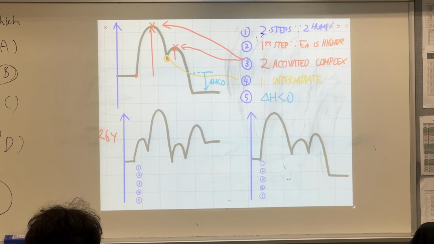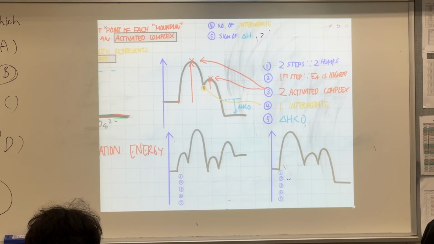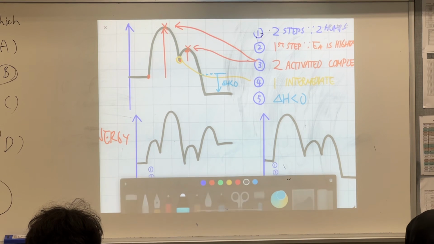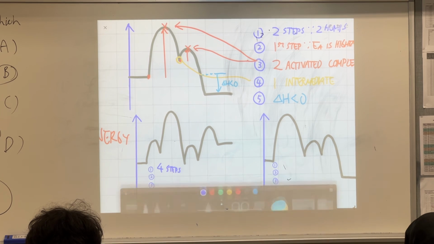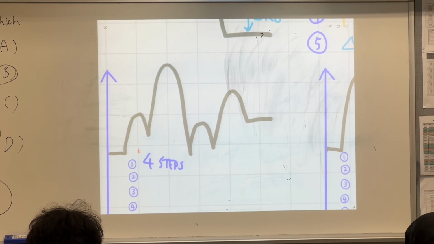Most of you have got the answer. Okay, let's see. So how many steps are there in the first reaction profile? 4 steps, yes. Because there are 4 humps. Excellent. And then, which step is the slowest? Second. Why? First of all, make sure you draw the EA right. Left shoulder to the top of the mountain. You don't need a ruler for this. You can see that this is longest.